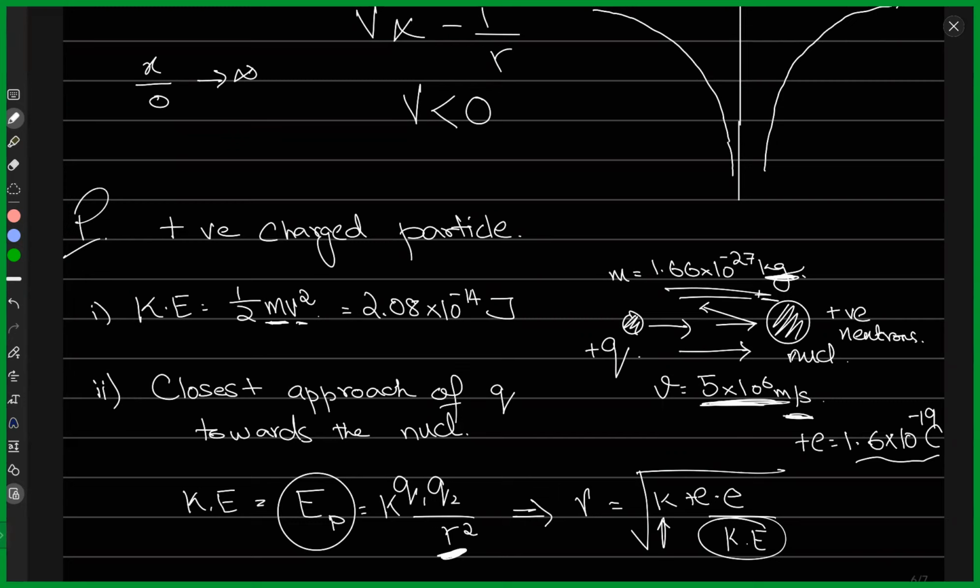And when it comes closer to the nucleus, it's going to get deflected. As soon as it gets deflected, all that kinetic energy is converted. The kinetic energy goes to 0, and the electrical potential energy goes to the maximum value. And that is exactly why I equated the kinetic energy of the particle with the electrical potential energy between the nucleus and the charged particle Q. Is that clear?